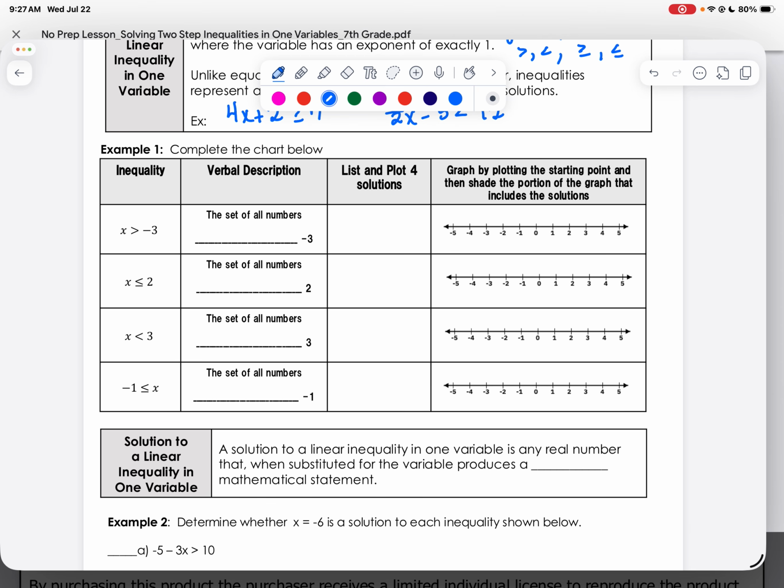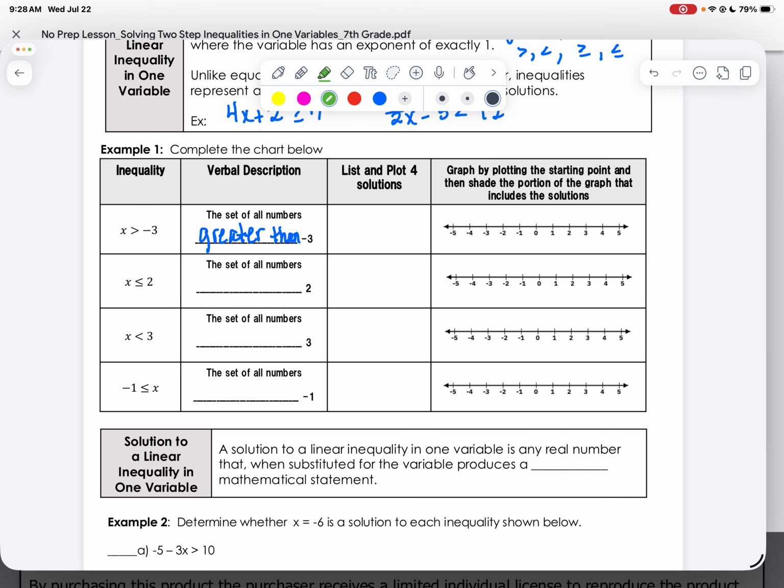So in our first inequality, our verbal description would be the set of all numbers that are greater than -3. So next in the chart, we want to list and plot 4 solutions.